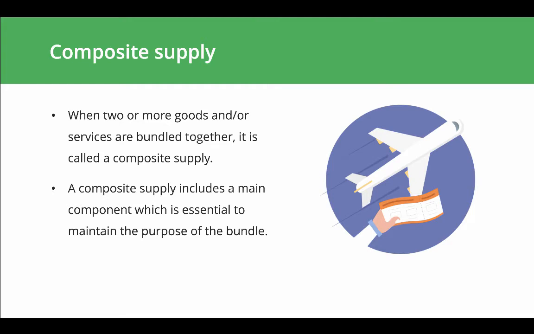Now, can you think of an example instantly? You would probably be familiar with this. Airline service. When you purchase an air ticket, it often includes the cost of in-flight refreshment. So here, the air ticket is the main supply, as it wouldn't make much sense to sell just the food without the ticket.